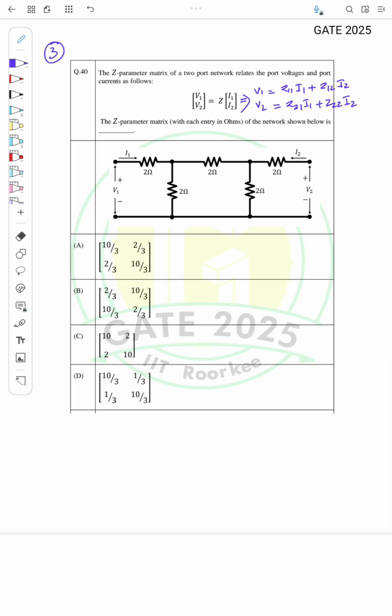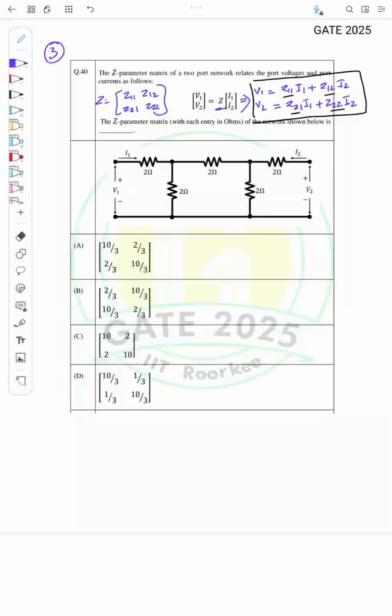The Z parameter matrix, with each entry in ohms, of the network shown below is, so we need to find what this Z is. According to this equation, Z is Z11, Z12, Z21, Z22. So we just need to find these relations and we will find Z11, Z12, Z21 and Z22 of the circuit, okay? If we analyze the circuit, we can analyze it in many ways. We can either use mesh analysis or nodal analysis, but it will be a lengthier process.